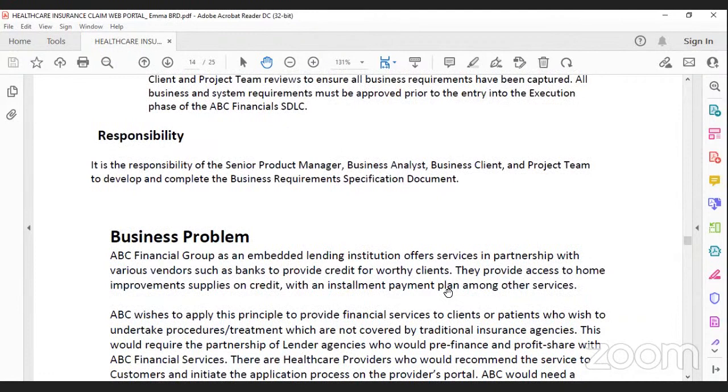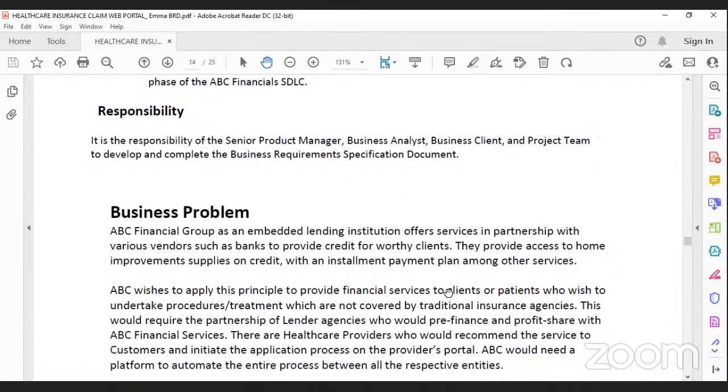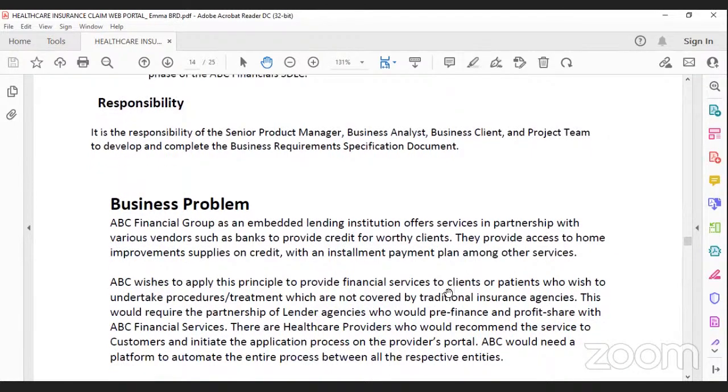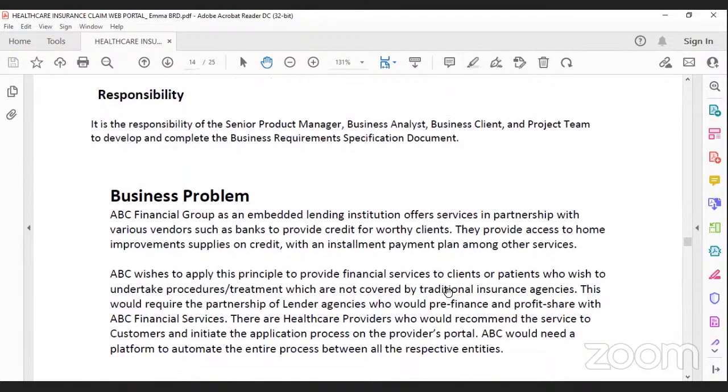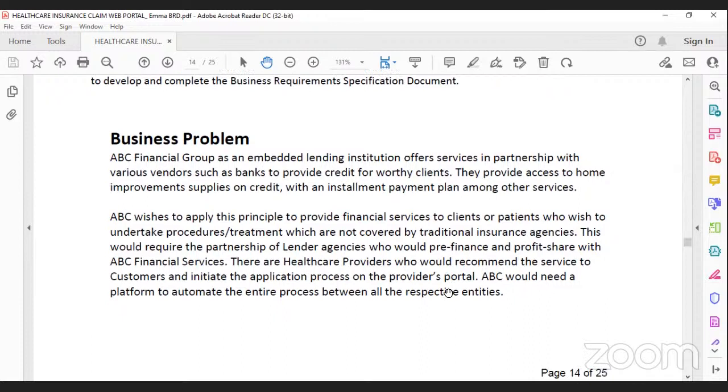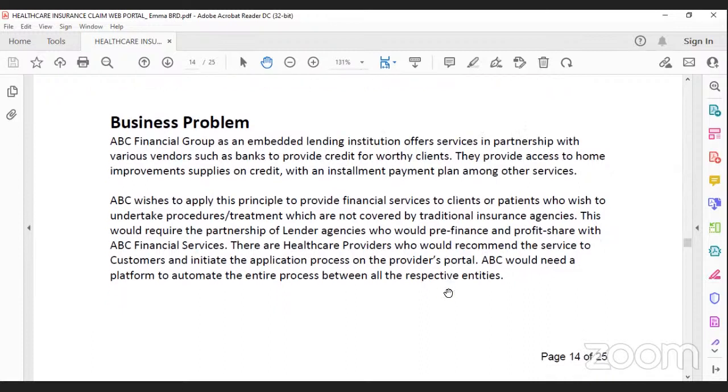Responsibilities. Now, the responsibility of the project manager, the business analyst, clients, project team, and all to be able to come up with this. And I want to recommend and commend them for the good work they did together with me.